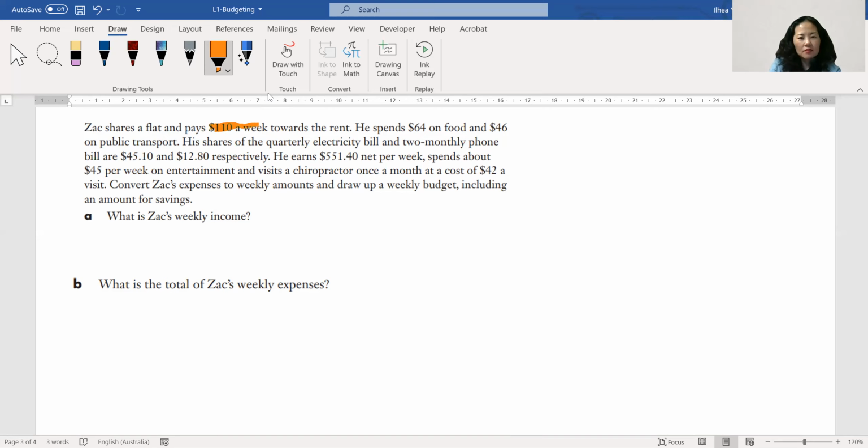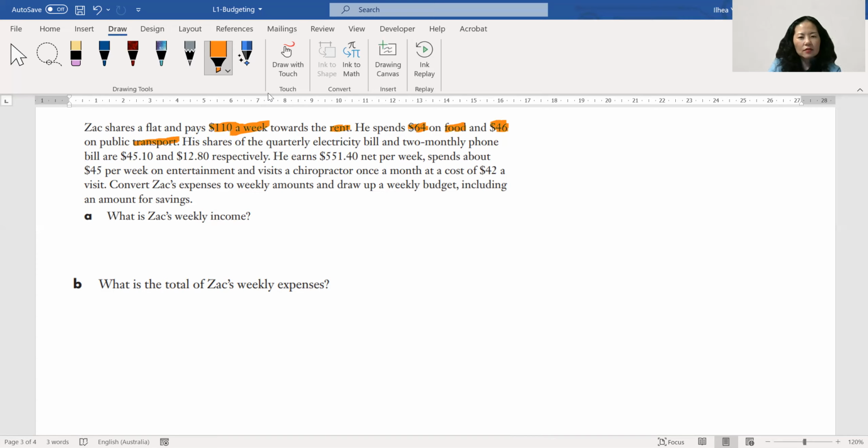So $100 a week towards... we've got 110 a week for rent, and then $64 for food, $46 for transport.